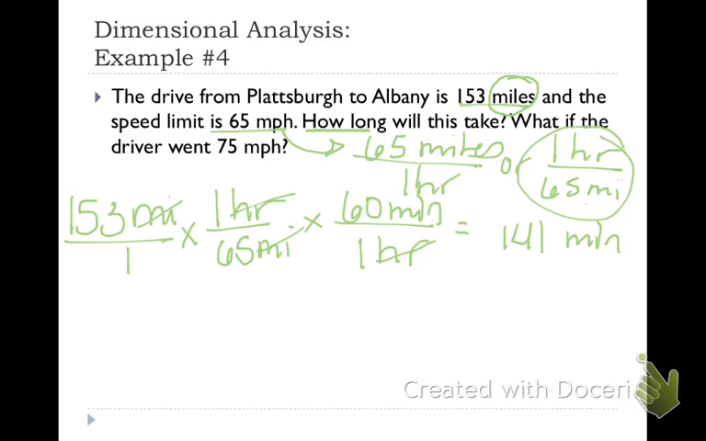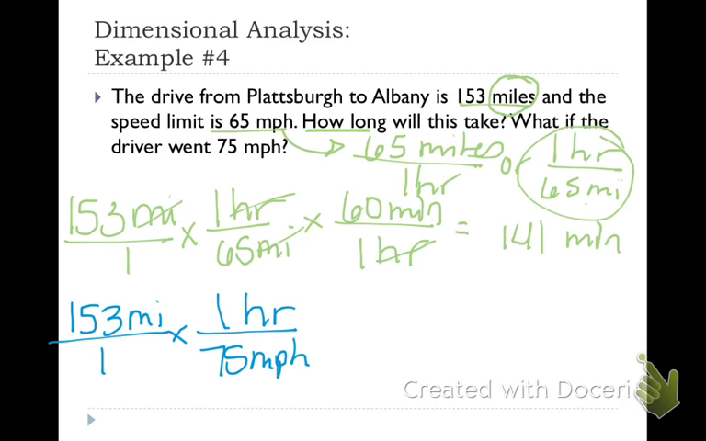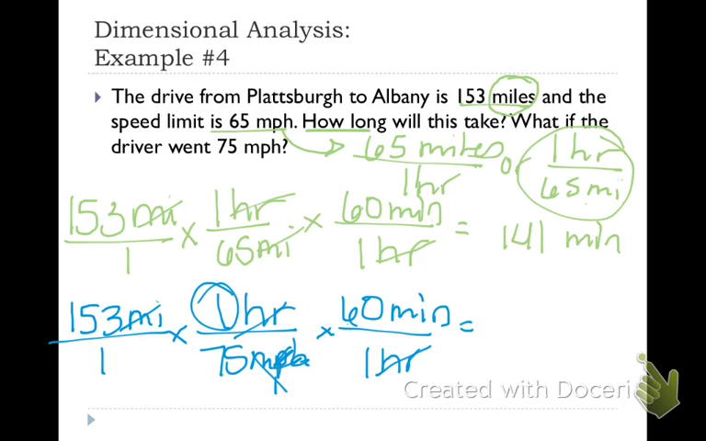Alright, so that's that first problem. I'm going to switch colors here for the second problem. How long will this take if the driver wants 75 miles per hour? We've got that same setup here, but this time let's do 75 miles per hour. I've got 60 minutes over 1 hour. Let's cancel units. Oops, this should be miles, not miles per hour. My bad. Alright, cancel out those. When you put that into your calculator, it's 153 times 60. I skipped over the 1 because it's just 1. Press the equal sign, then divide by 75. That should be about 122 minutes.